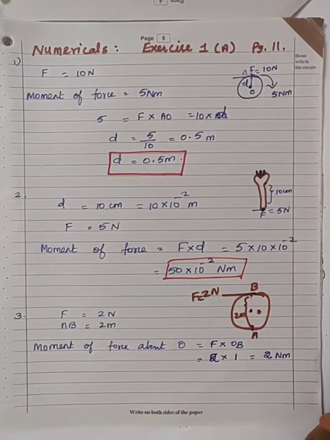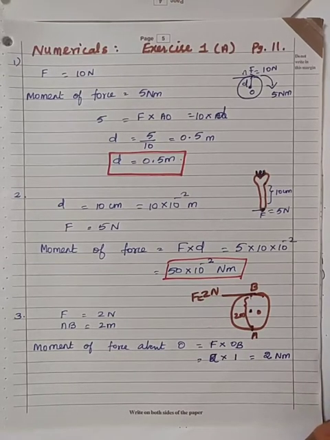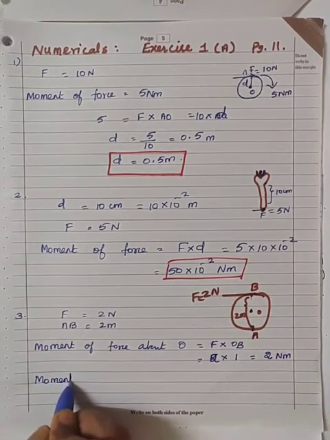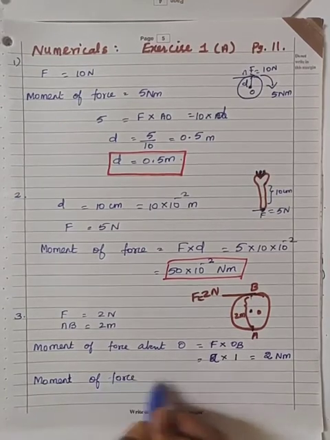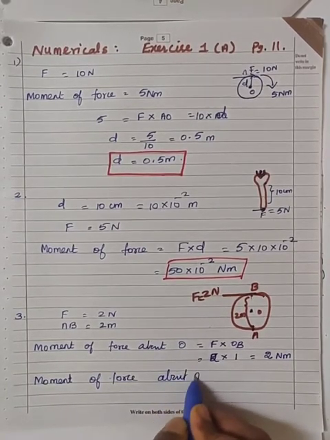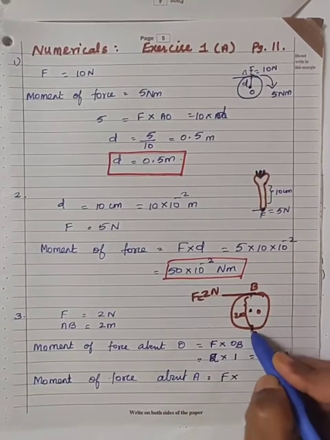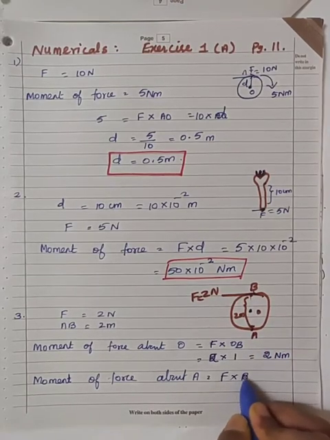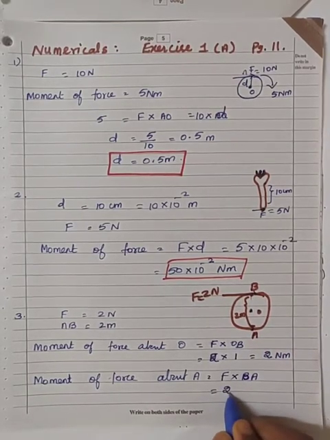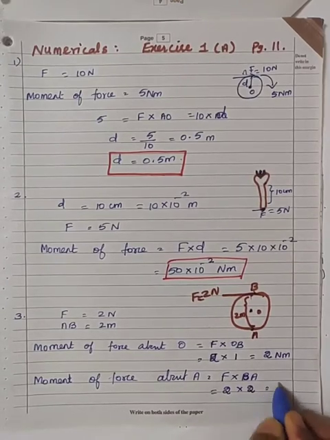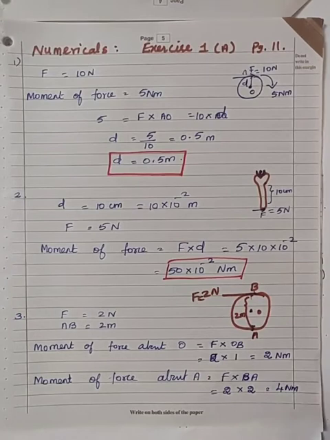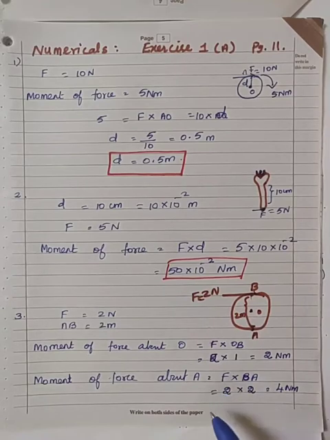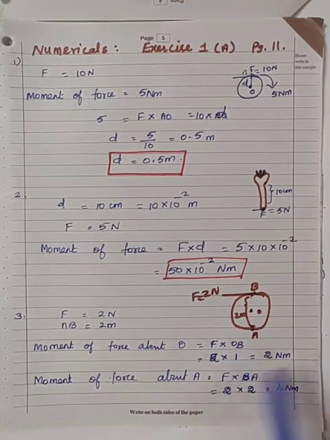Next question, you are asked to calculate the moment of force about the point A. So we write moment of force about A is equal to F into the distance of A, which is 2 meter from B. That is the diameter of the wheel, that is BA. F is given as 2 Newton and BA is equal to 2, which is equal to 4 Newton meter. So first we have calculated the moment of force about the point O, that is the pivoted point. Second one we have calculated the moment of force about the point A.